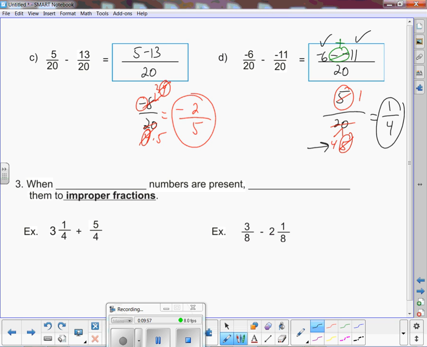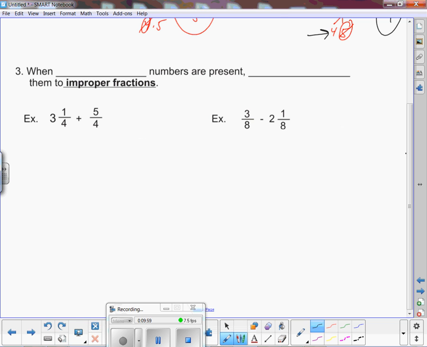All right, let's look at number 3 here. Number three, when mixed numbers are present. They can try to make it more difficult on you by giving you a mixed number. Don't worry about that. When mixed numbers are present, convert them to improper fractions. We know how to do this already.